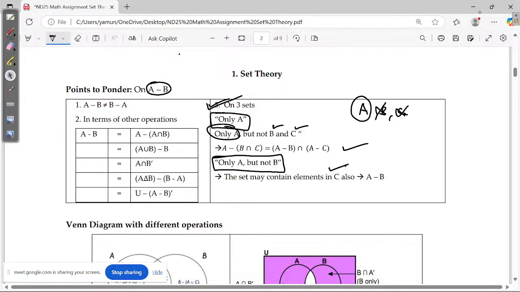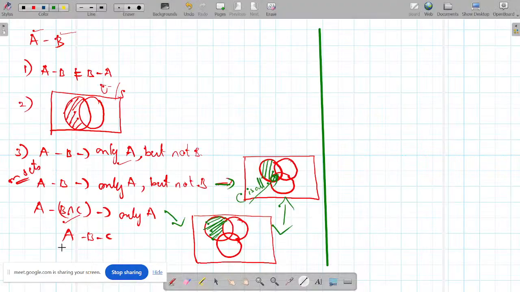Is it okay? Yeah, A minus B intersection C can also be written as A minus B intersection A minus C. Okay, so let me go for the Venn diagram in this angle. A minus B intersection A minus C. Okay, so what is over here? I'll draw.